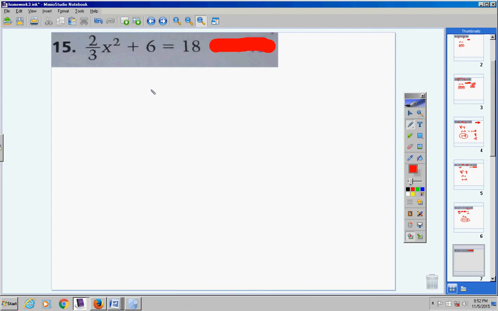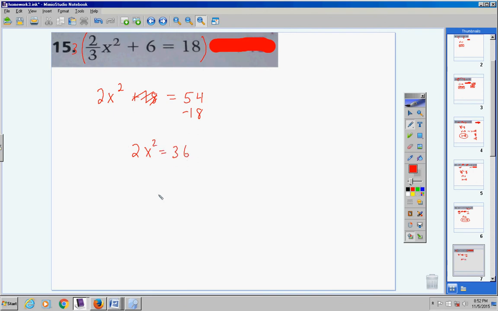Okay, step 1, we're going to simplify both sides. There's no simplifying on this side you can do. We have unlike terms. We have an x squared term and a constant term. Nothing over here you can do to simplify it. So next step, eliminate fractions. Well, I have a denominator of 3, so I'm going to multiply everything by 3. 3 times 2/3 is 2. 3 times 6 is a positive 18. And 3 times 18 is 54. Alright? Now, next step, get all of your x squared terms on one side and all other terms on the other side. So bring your 18 over, make it a negative 18, and you're left with 2x squared equals 36.